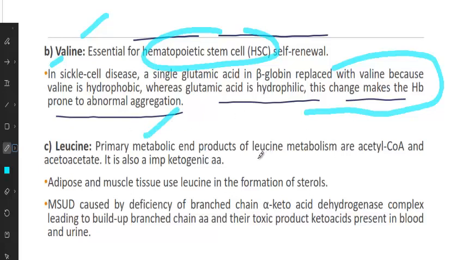People say they are getting quite fat, so what is the reason for getting fat? That is ketogenic amino acid. If ketogenic amino acid is high, there will be a lot of acetyl coenzyme A and acetate, and adipose and muscle tissue use this leucine, a ketogenic amino acid, for sterol formation.